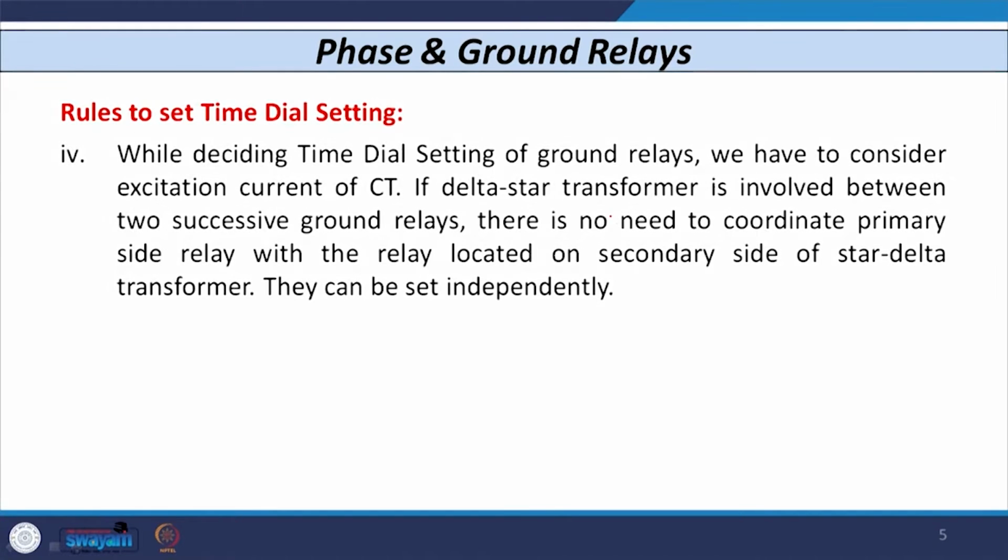The next rule is, while deciding the time dial setting of ground relay, we need to consider the excitation current of CT, as I told you earlier. However, when we consider two successive ground relays, and if there is a star delta transformer involved between these two successive ground relays, then there is no need to consider anything, no rule is required. You can set both the relays independently, even you can set instantaneous operation for both the relays. This we will discuss later on, that why there is no need for any such rule when star delta transformer is involved.